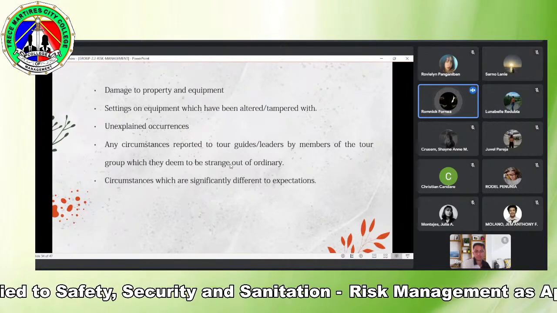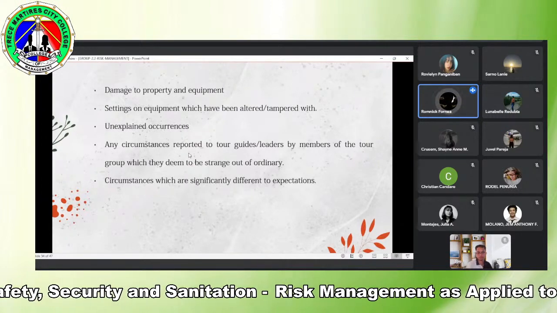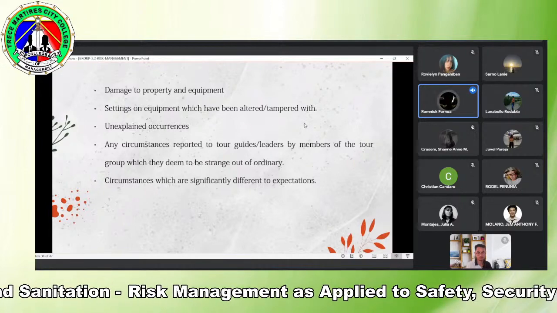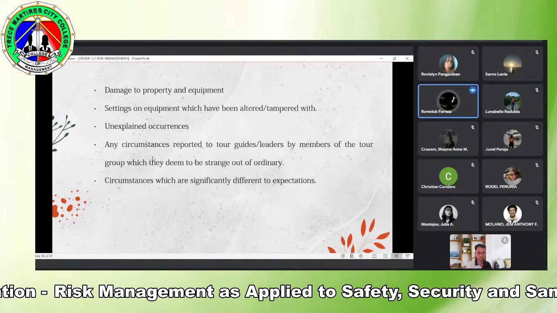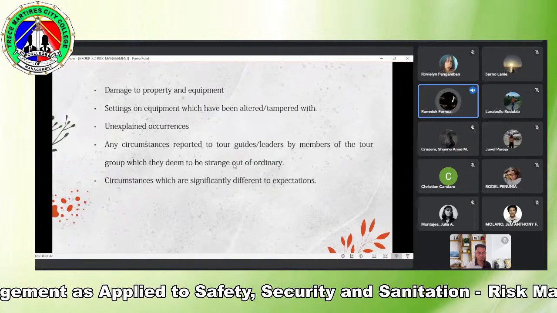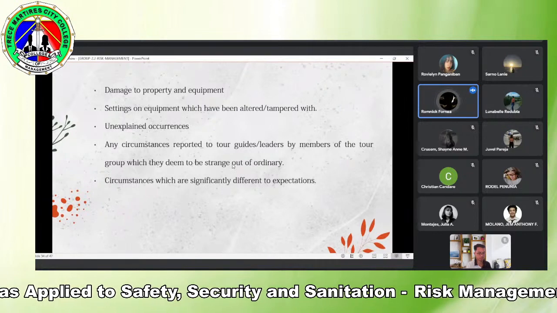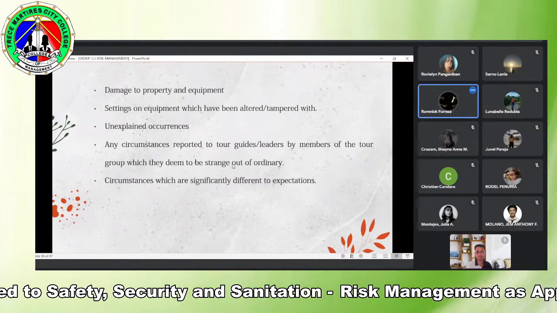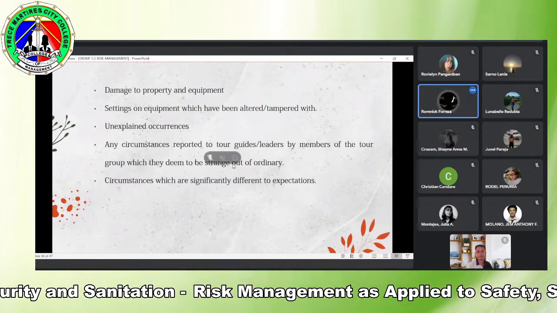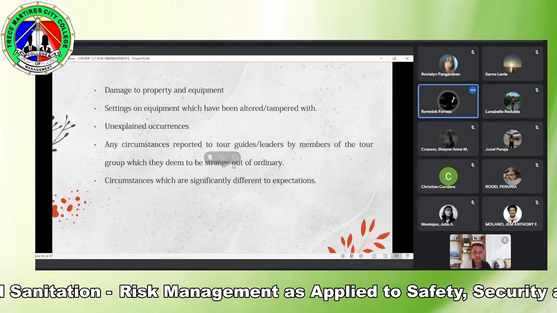Next is any circumstance reported to our guides, leaders, by members of the group which they deem to be strange, out of ordinary. So sabi doon, yung mga bagay na posibleng mangyari pero hindi yun yung mga inaasahan mo. For example, dito is yung lumabas kayo ng taong gusto mo pero wag ka mag-expect na magiging kayo. At the end of the day, ikaw din yung talo.